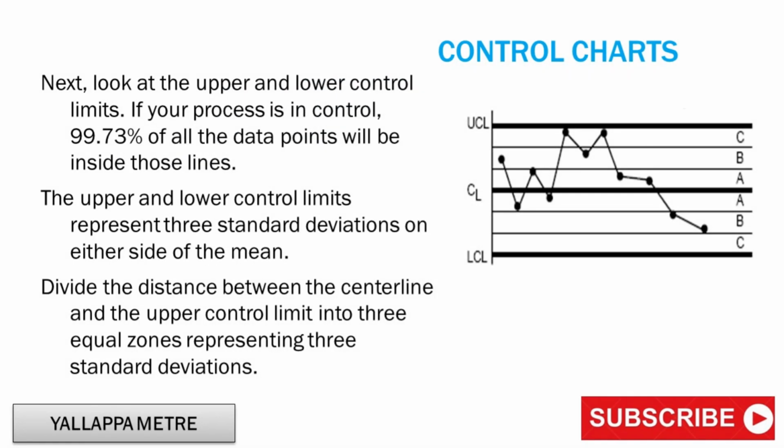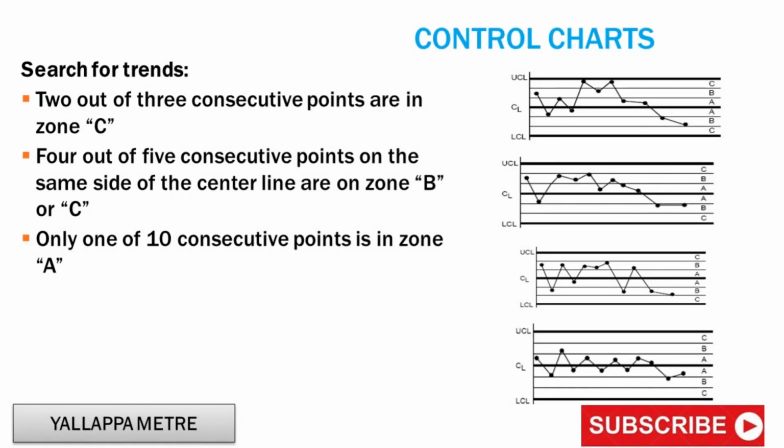Next, look at the upper and lower control limits. If your process is in control, 99.73% of all the data points will be inside those lines. The upper and lower control limits represent 3 standard deviations on either side of the mean. Divide the distance between the center line and the upper control limit into 3 equal zones representing 3 standard deviations. Search for trends. 2 out of 3 consecutive points are in zone C. 4 out of 5 consecutive points on the same side of the center line are on zone B or C. Only 1 of 10 consecutive points is in zone A.